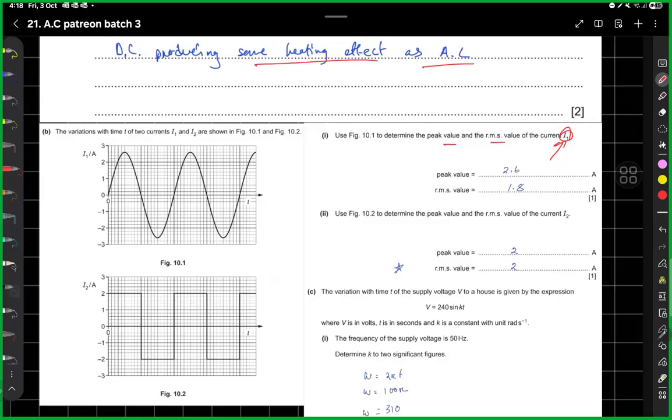You just read the boxes over here, and once you do that, you'll find the peak value, which is also called I naught. Okay, root mean square value. How do you find root mean square value? Tell me. Anyone? We just learned the formula right now. The peak value over the square root of 2. Perfect. I naught divided by root 2. So this is the RMS value of the current. Perfect. That is great. Now determine the peak value and the RMS value of I2.